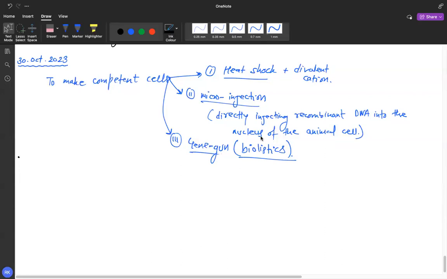Now you must be thinking, using gold to make microparticles, isn't it a very expensive method? But remember, we are using microparticles. These are even smaller than dust particles. Okay. So then we use these microparticles and coat them with our recombinant DNA.